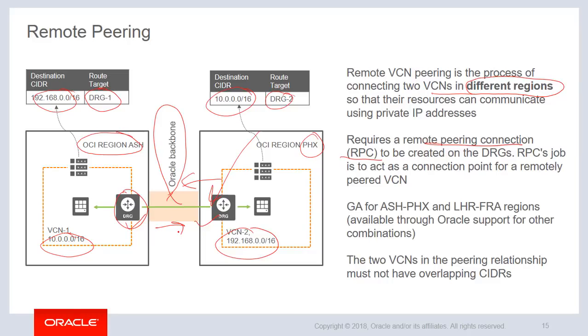Now this is generally available for these combinations: if you're sending traffic between Ashburn and Phoenix, or between London and Frankfurt in Europe. If you have a different combination where you want to send traffic from Ashburn to, let's say, London, you can contact Oracle support and we enable those scenarios. And similar to local peering, the two VCNs cannot have overlapping CIDR blocks.